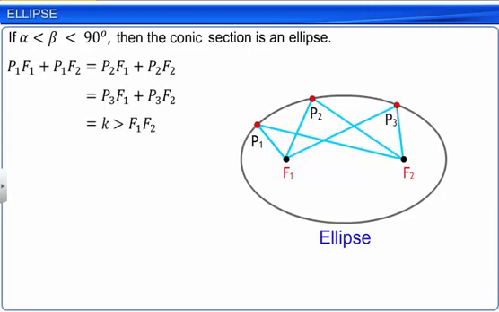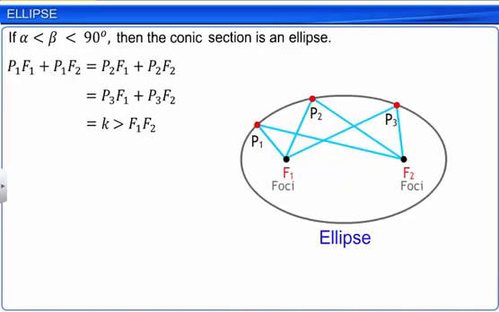Remember that an ellipse is formed only by those points whose sum of distances from two fixed points is constant and greater than the distance between the two fixed points. The fixed points in the plane are the two focus points of an ellipse, jointly called the foci.